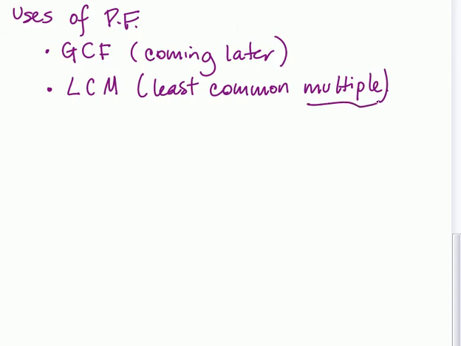Okay, and you know what multiple means now. It's the numbers that a number goes into. Least, we want to find the smallest one that's common to 2 or more numbers. So I think we just got to go to another example here.